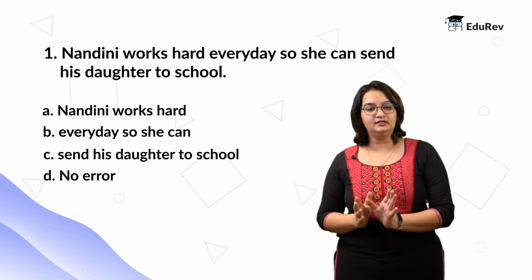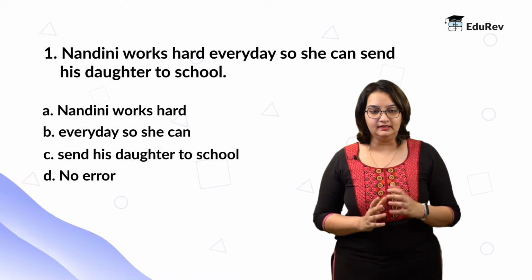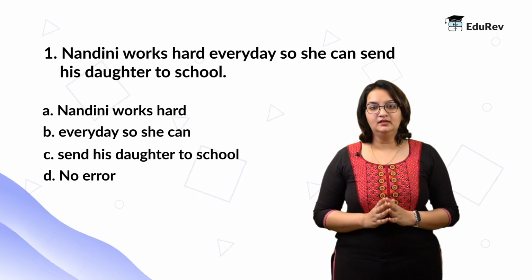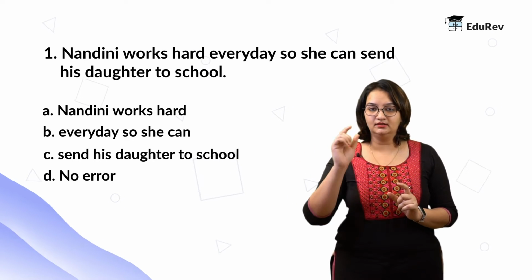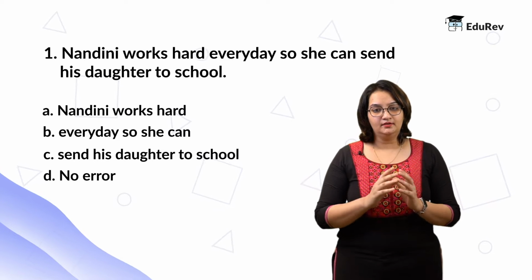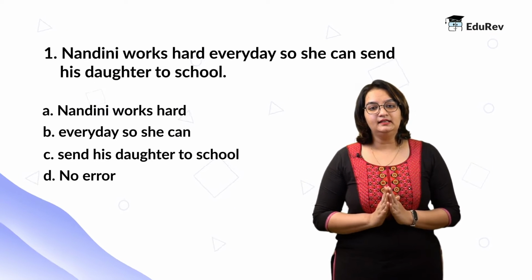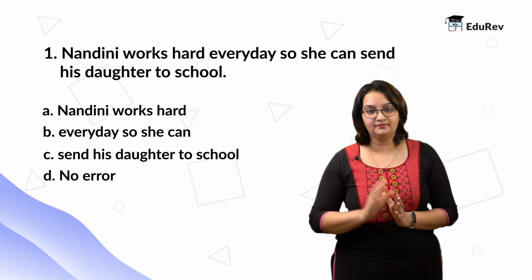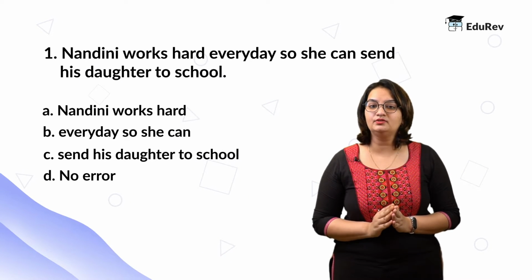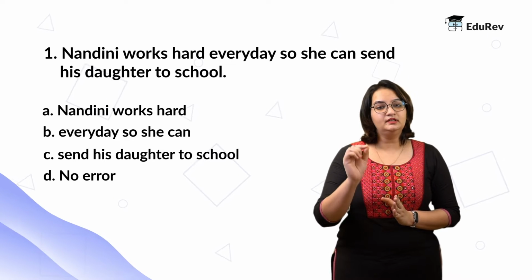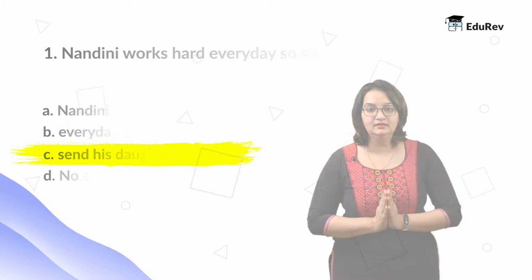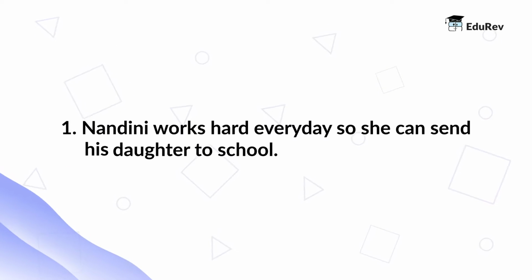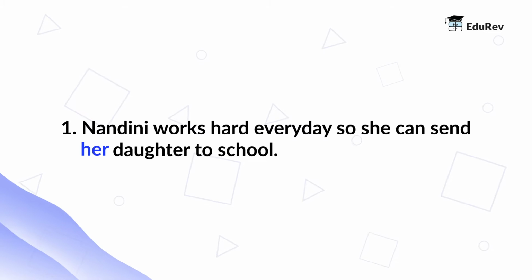Now, if we take a look at the statement, we see that we are talking about Nandini. Nandini, as we can guess from the name, is a female, right? So what should be the pronouns that are associated with a female? Her, she, etc. You can observe that in part C, it is saying send his daughter. Here, his is a pronoun that is used for males, and therefore that particular pronoun is wrong, and the error is in part C. What should be the correct statement? The correct statement would be Nandini works hard every day so that she can send her daughter to school.